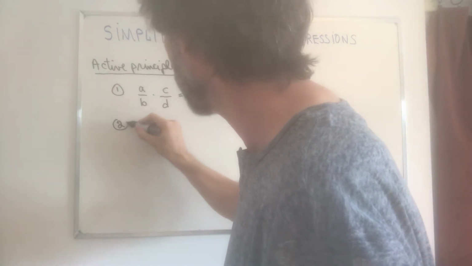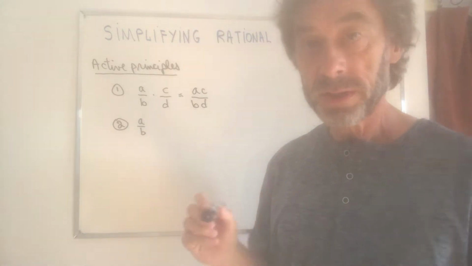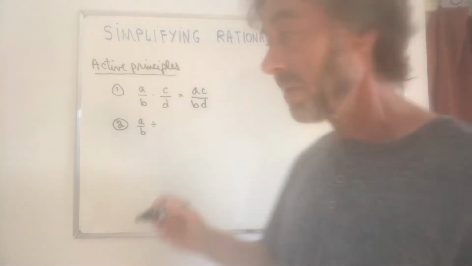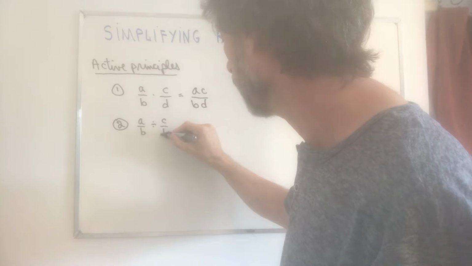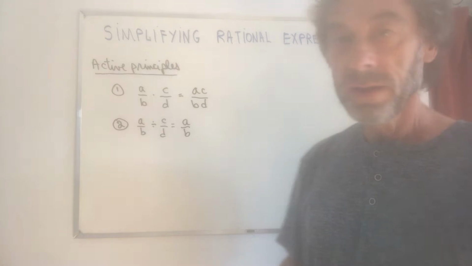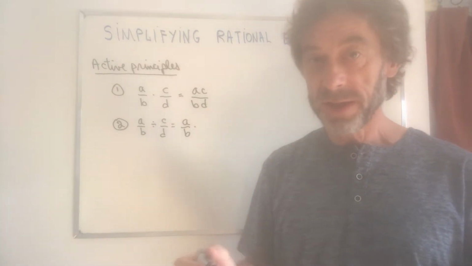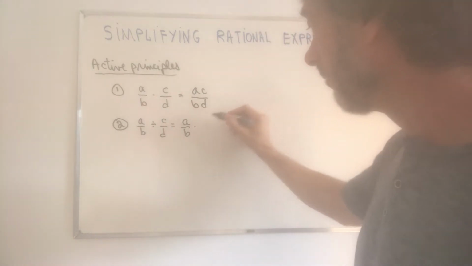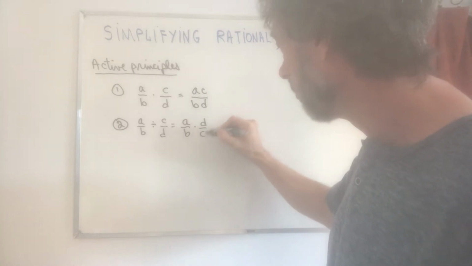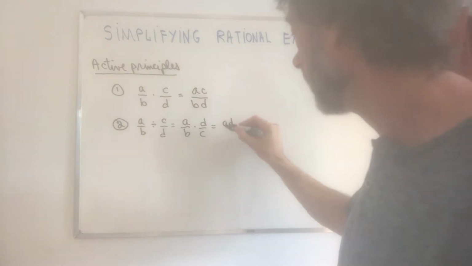Here's another one. Suppose we have, this time instead of a multiplication, a division. So A over B divided by C over D. This is A over B multiplied by, what happens when I change a division to a times? You know that? We flip the following fraction. So instead of divided by C over D, it's going to be times D over C. Final result, AD over BC.